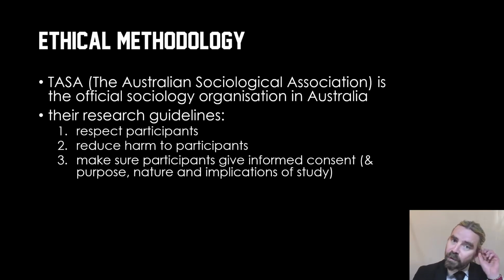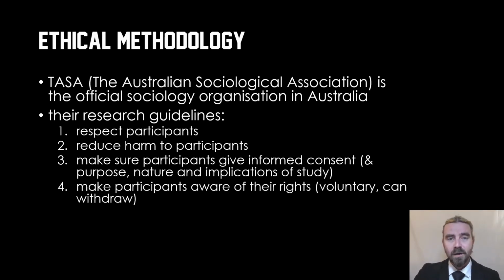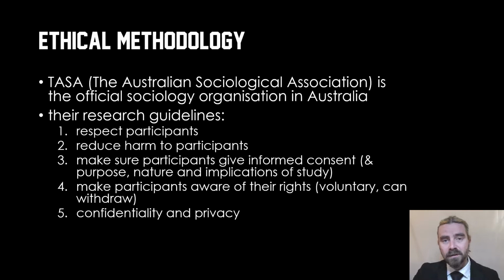For example, the results of some research might actually be harmful or put a certain group in a negative light, and they need to know about those implications in advance in case they don't want to participate. 4. You've got to make participants aware of their rights, and that is that taking part in research is voluntary and that they can withdraw at any time. 5. Keep information confidential and private, so you de-identify, you take the identities off written stuff and keep people's names and stuff private. 6. You've got to report results honestly.